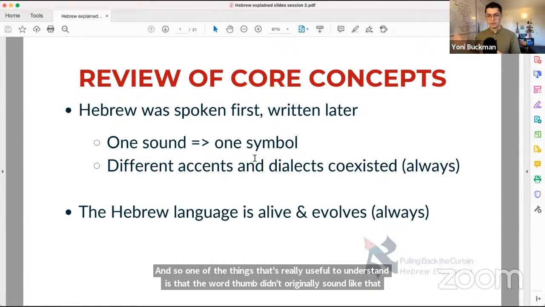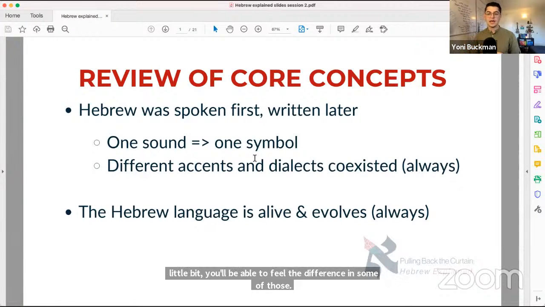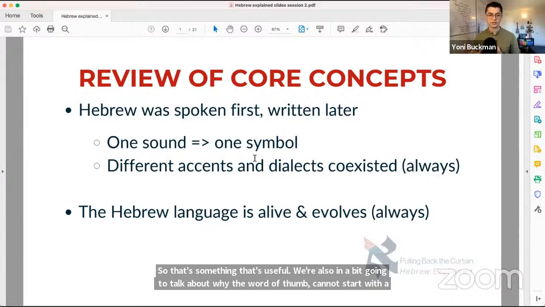We're also, in a bit, going to talk about why the word chacham cannot start with a chaf. For those of you who are maybe new to the Hebrew alphabet, the kaf and the chaf are the same letter. It kind of looks like a C. One has a dot in it, one does not. One makes a hard sound and one makes a soft sound. We're going to talk in a bit about why, even when they sound exactly the same nowadays to an Ashkenazi speaker, we know that the first letter of chacham cannot be the chaf. It would have to be the kaf. So we'll talk about that.